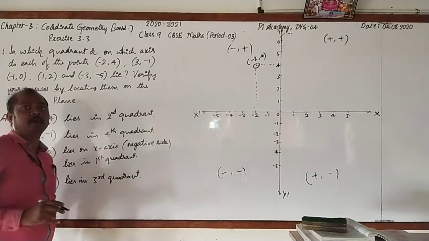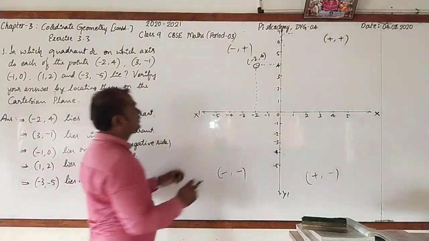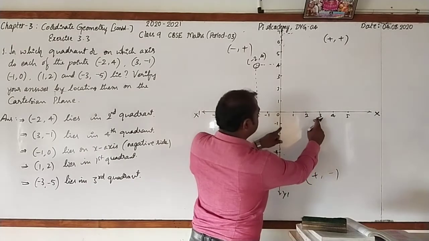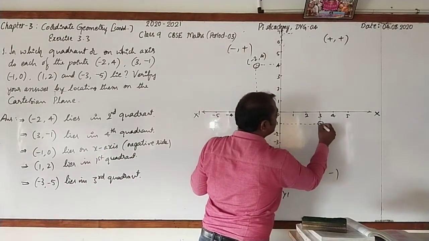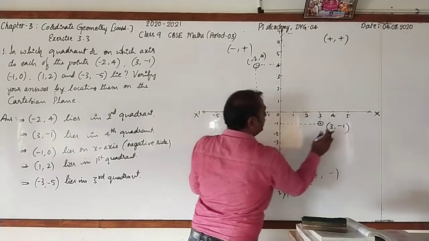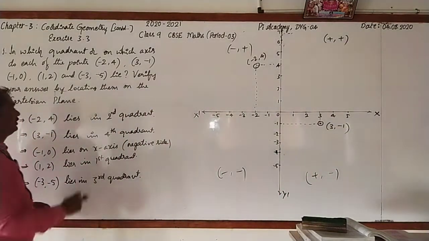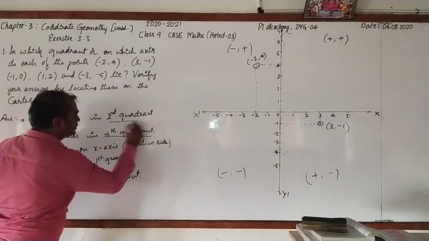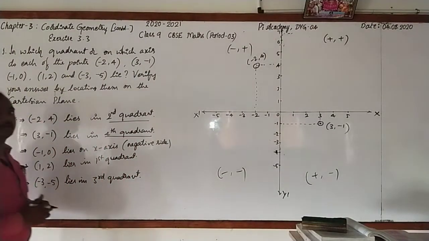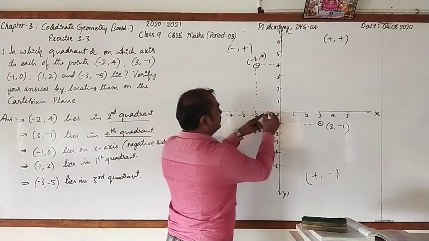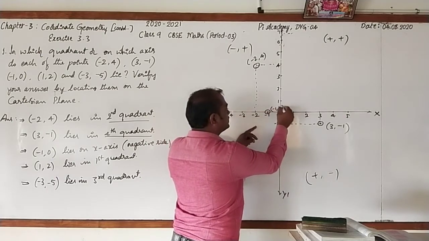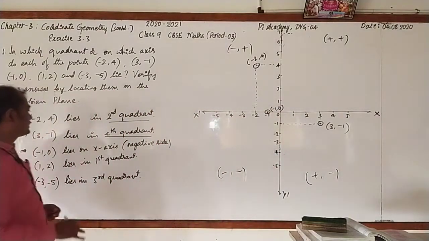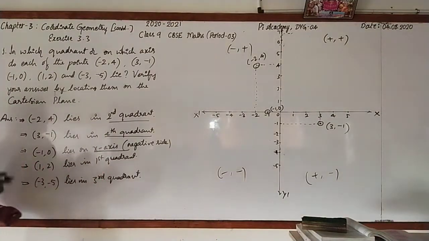Next one, (3, -1). X is +3, y is -1. Now you tell which quadrant? It is the fourth quadrant. Yes, you are right. Next, (-1, 0). X is -1 and y is 0. Hence that comes here. It lies on the x axis. Our answer is right.